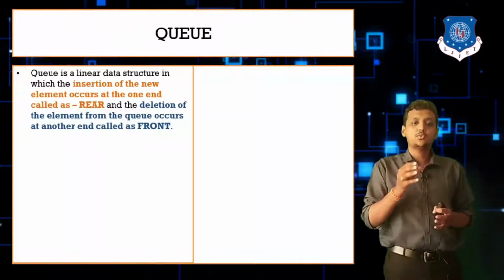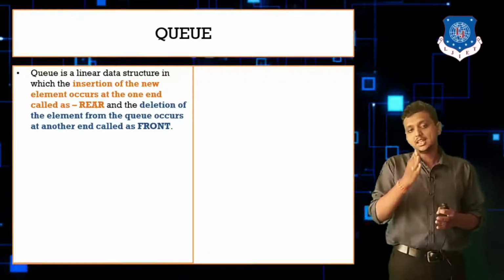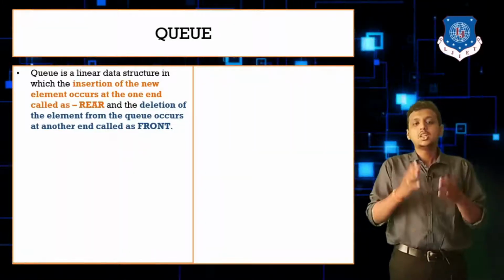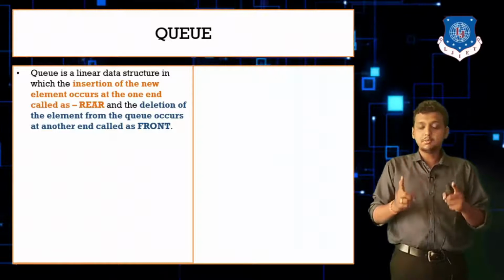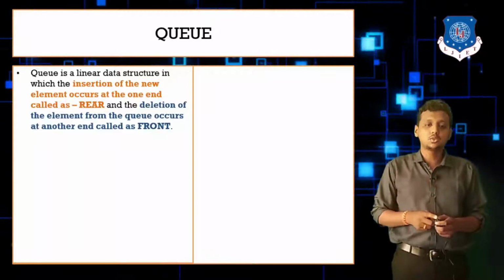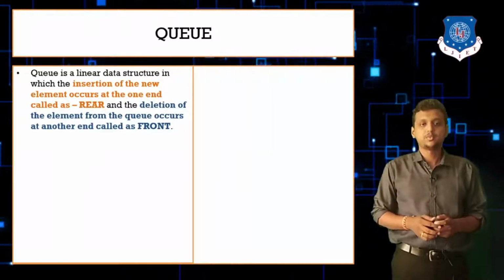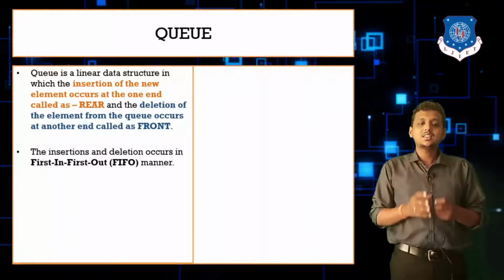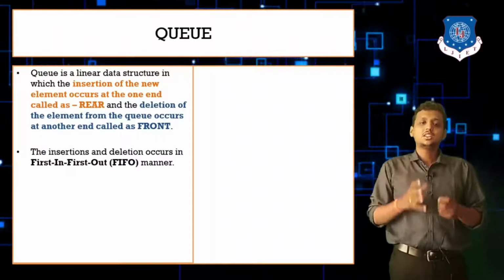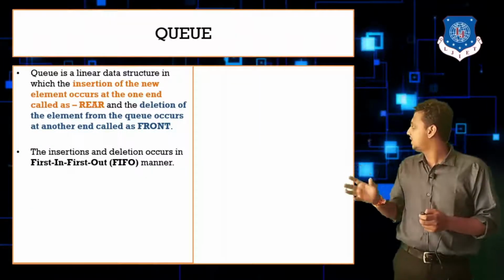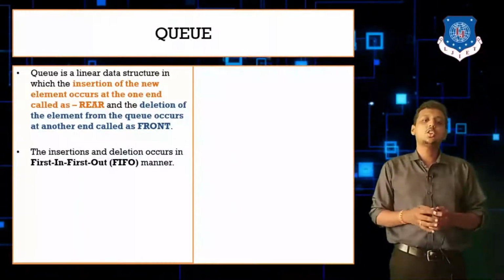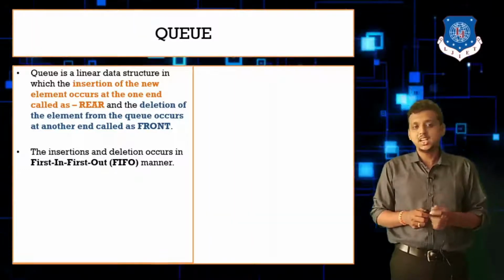Students, the end from which we are going to insert an element is known as rear, and the end from which we are going to delete an element from the queue is known as front. So remember, the rear is used to insert an element and the front is used to delete an element from the queue. The insertion and deletion occur in first in first out manner. The queue is a linear data structure in which insertion of a new element occurs at one end, which is known as rear, and the deletion of an element occurs at the other end, which is known as front.